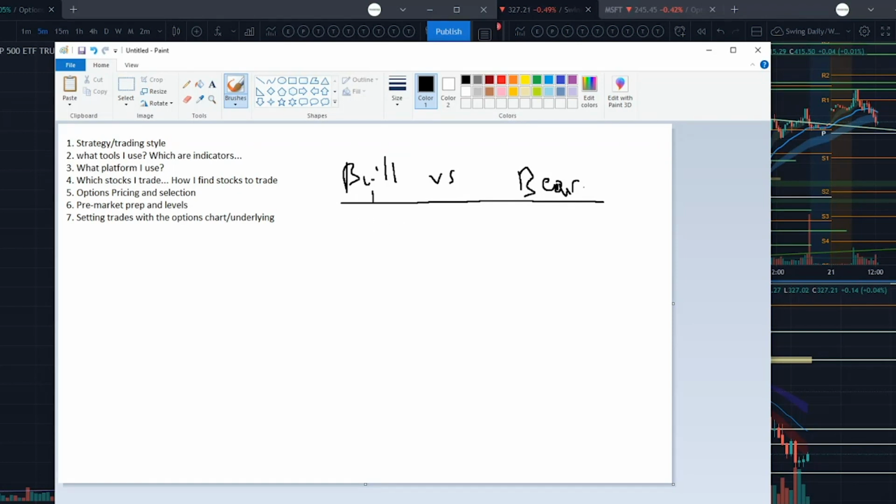Now, when we look at bulls, we want higher highs and higher lows, right? When we look at bears, we want lower lows and lower highs. So this will continue the trend as long as these criteria are met. Should these criteria fail, then the trend will fail.